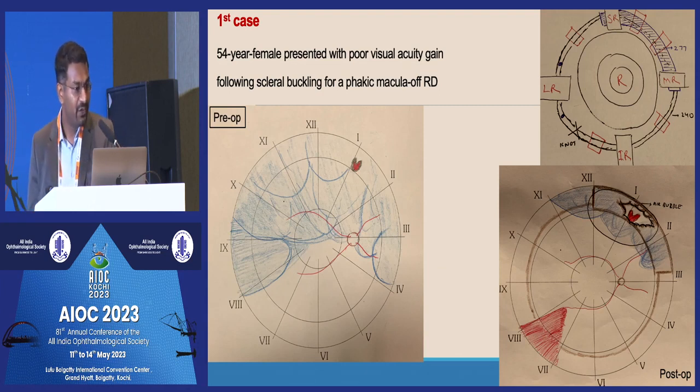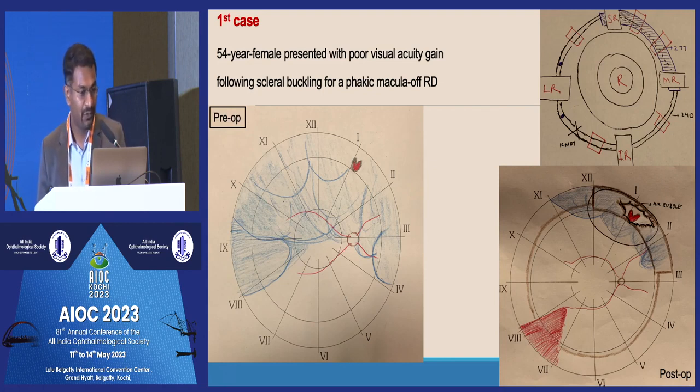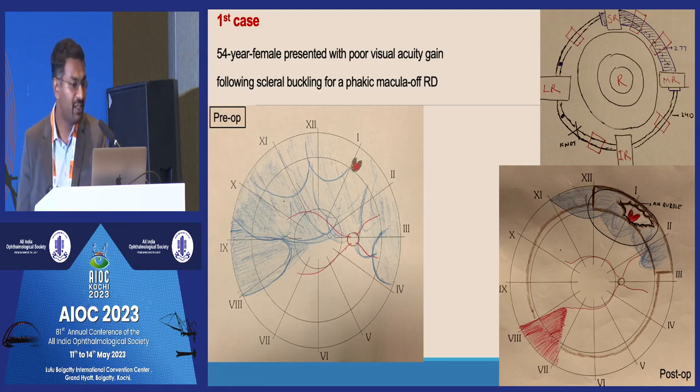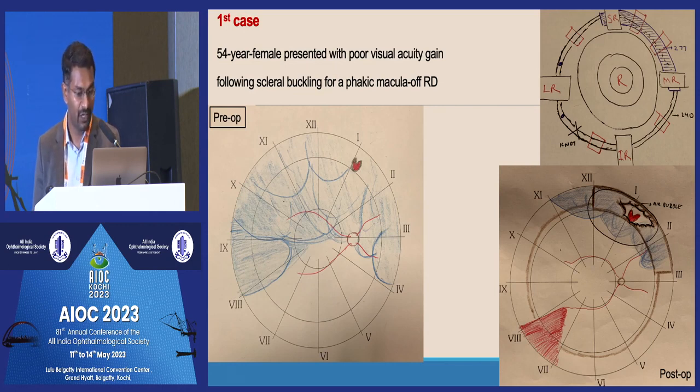So with the help of 277 in the superior nasal quadrant, and then the drainage retinotomy was done in the inferior temporal quadrant. Intraoperatively we found a little bit of hypotony, and then we injected an air bubble. At the drainage retinotomy site, a subretinal bleed complication was noted.